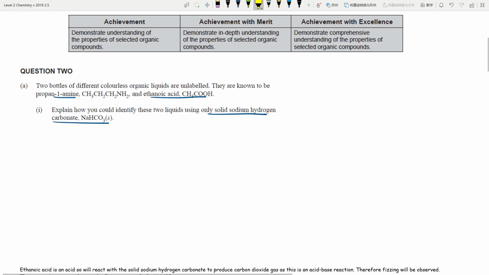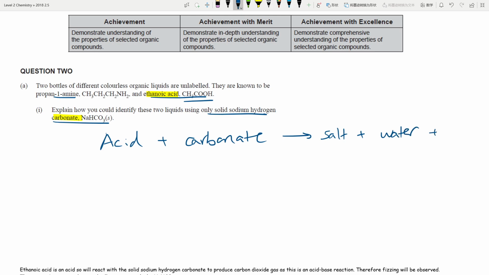Okay, so the key thing is you have a carboxylic acid, then you have a carbonate, and you should remember from year 11 science, acid plus carbonate gives you salt, water, and carbon dioxide. Ethanoic acid is an acid, so in general: acid plus carbonate gives salt, which is not the thing we're looking for, water, which is not the thing we're looking for, and carbon dioxide. Carbon dioxide will appear as fizzing gas, and that's how you know you have a carboxylic acid. Whereas amine is a base, carbonate is a base. Base doesn't react with base.